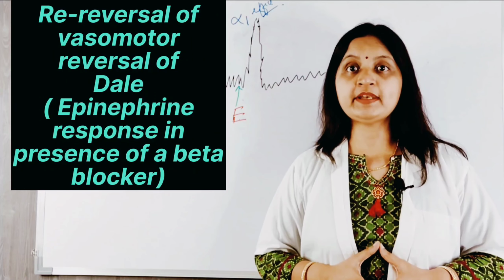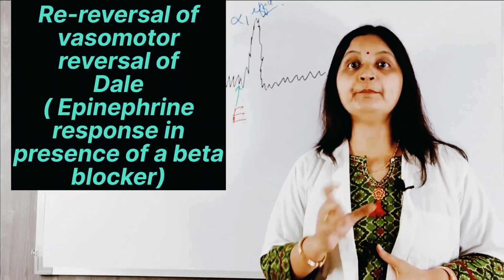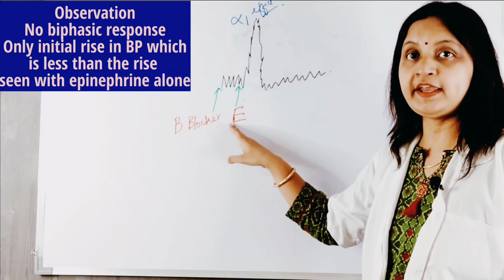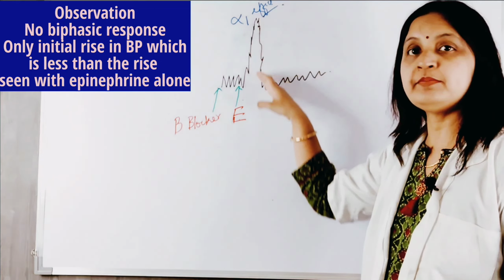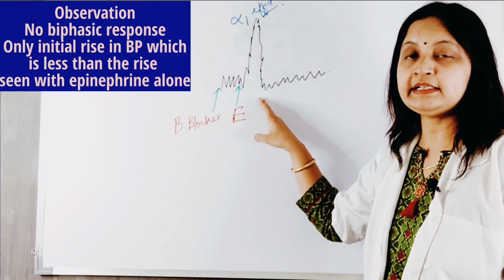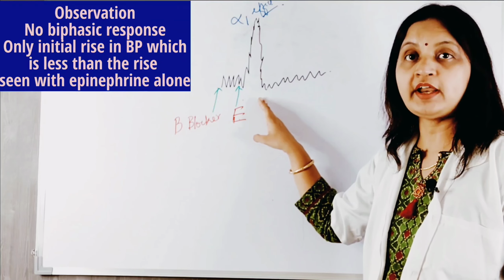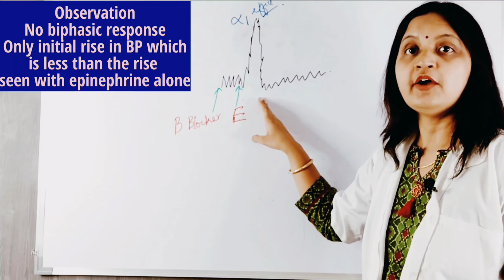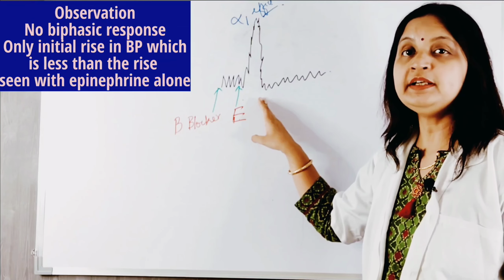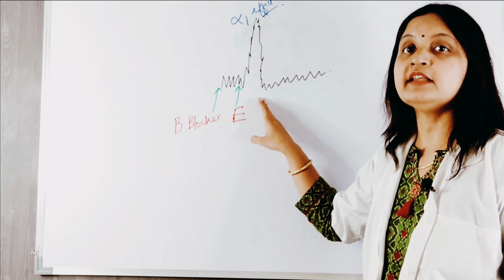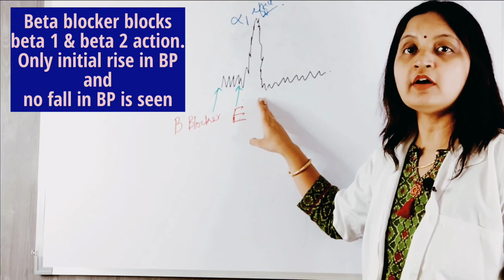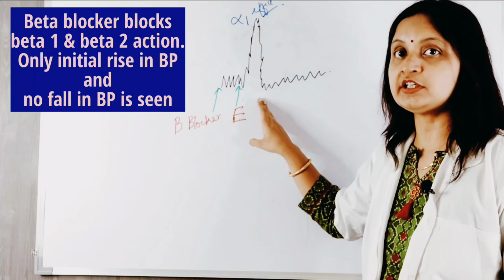what is the effect of epinephrine when administered in the presence of a beta blocker? Now when a beta blocker is administered prior to epinephrine, an initial rise in blood pressure is seen. The rise in blood pressure is due to alpha 1 mediated action, which is vasoconstriction and rise in peripheral vascular resistance, raising the blood pressure. But since beta 1 receptors are blocked, the beta 1 effect is not seen, and the rise in blood pressure is less than that of epinephrine alone because of lack of beta 1 action.